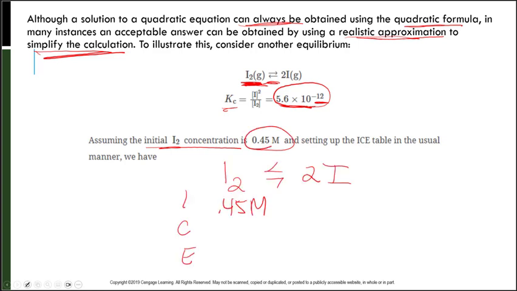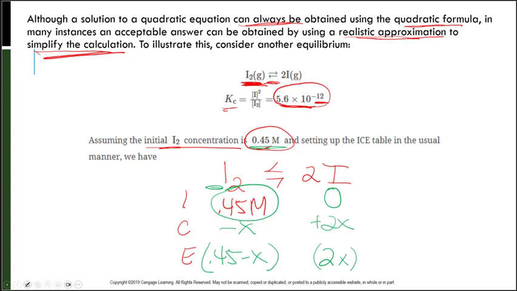All we're given here is our initial concentration of I2. Remember, initially, I don't have any products. There's no stoichiometric coefficient here, so I'm going to subtract x. Here I have a 2, so I'm going to add 2x. So at equilibrium, I have 0.45 minus x. Here I just have 2x.